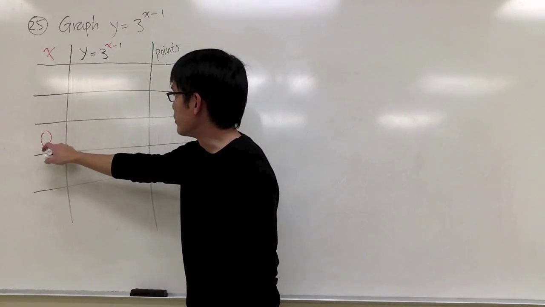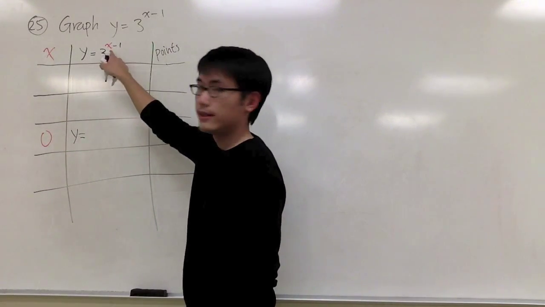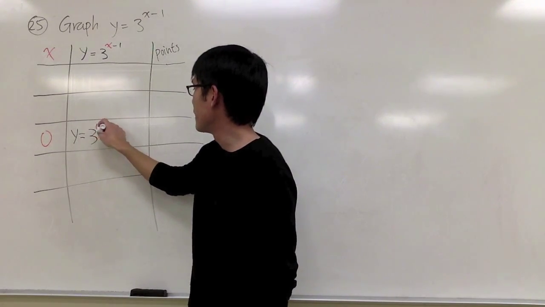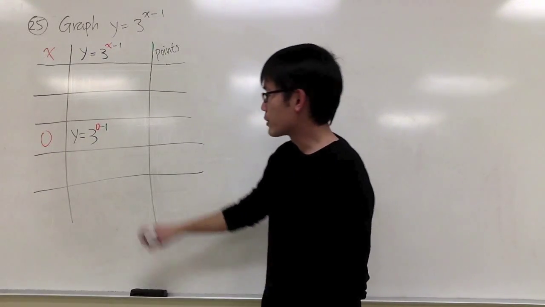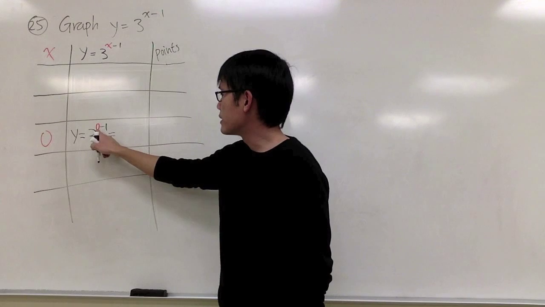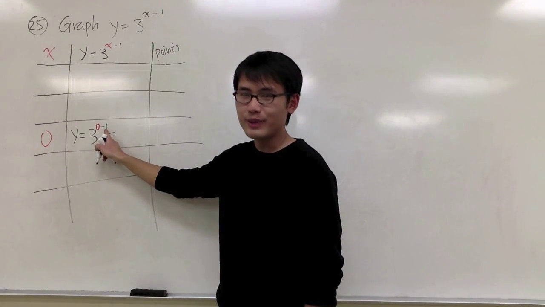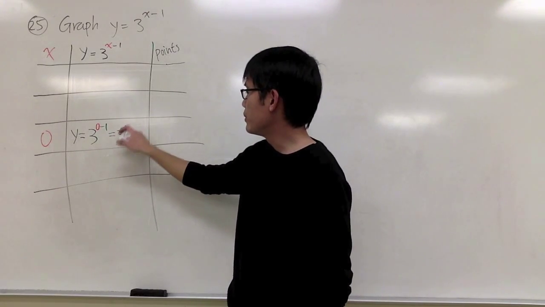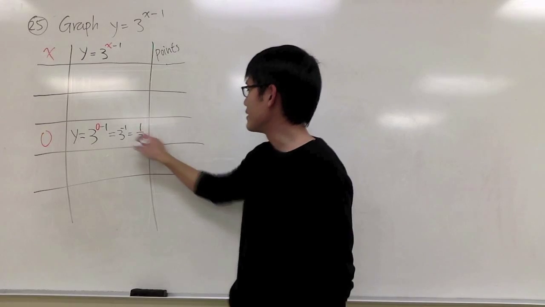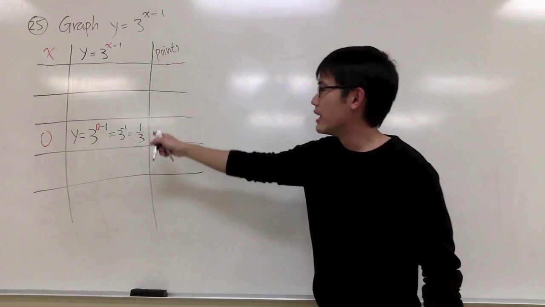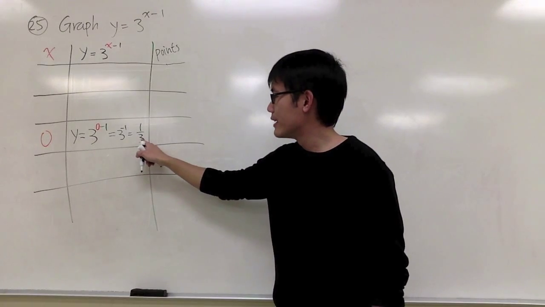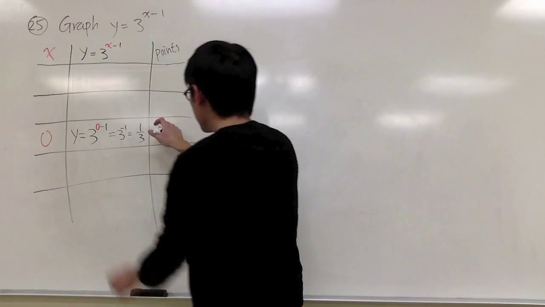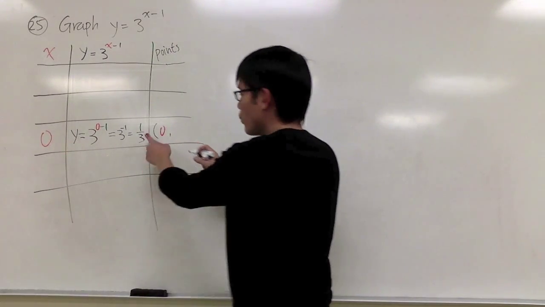So if x is 0, y will be 3 to the 0 minus 1. 3 to the x is now equal to 3 to the 0 minus 1, like that. And we are going to do this by the order of operations. In our situation, we will have to do 0 minus 1 first, which is negative 1. So we get 3 to the negative 1. 3 to the negative 1 is the same as 1/3. A negative exponent turns out to be a fraction, 1 over 3 to the first. Okay? So our first point is x equal to 0 and y is 1/3.